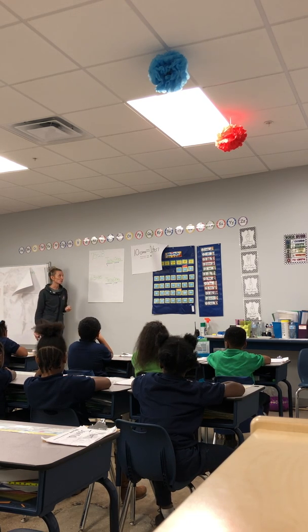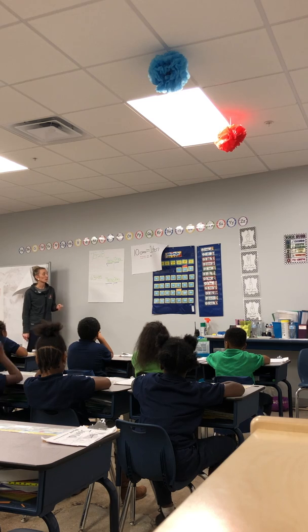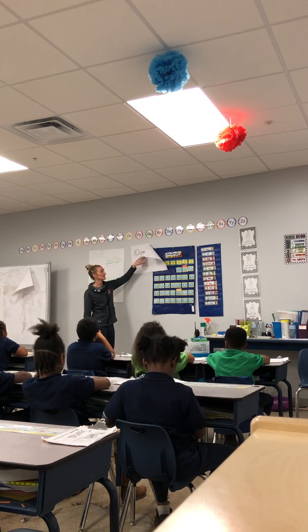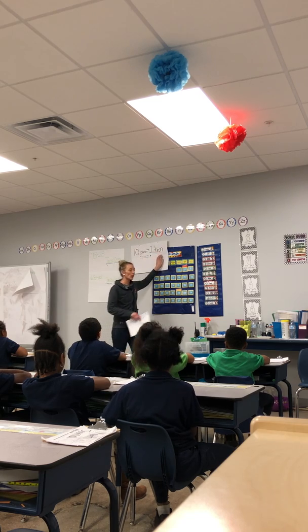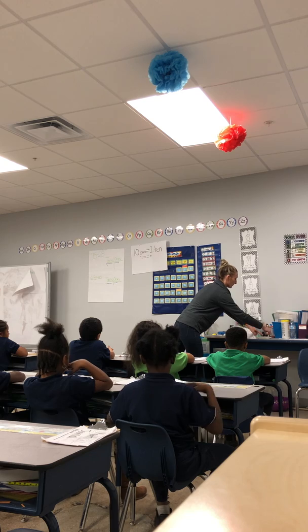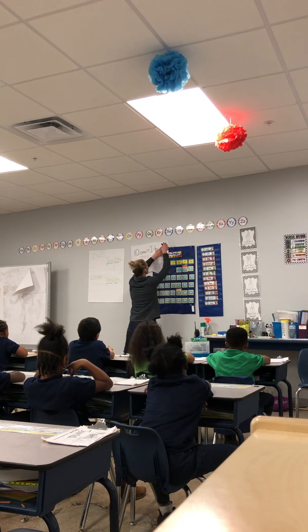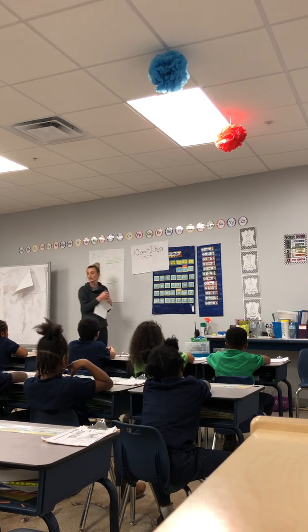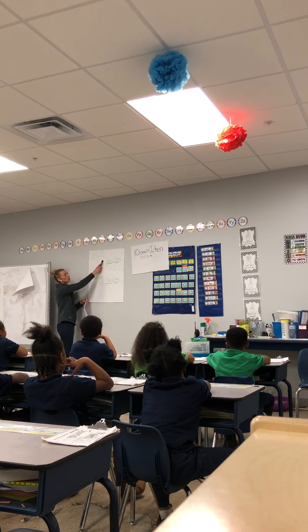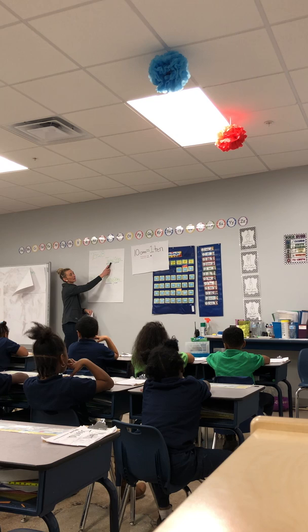We did not master last week. So the first thing that we want to focus on is that there are 10 ones in 1 ten. Say 10 ones. 10 ones in 1 ten. So we already know how to put the problem in the place value chart.